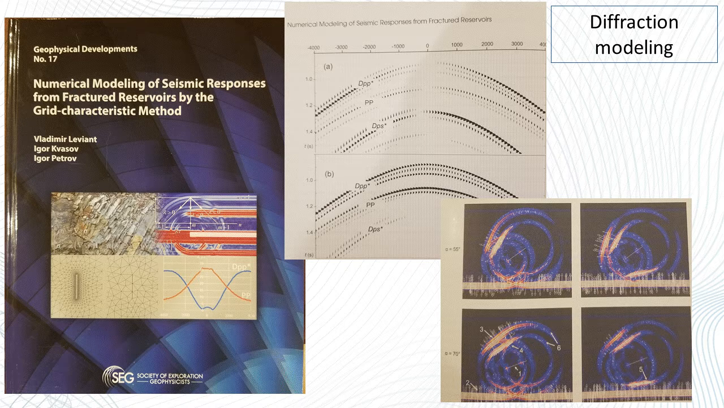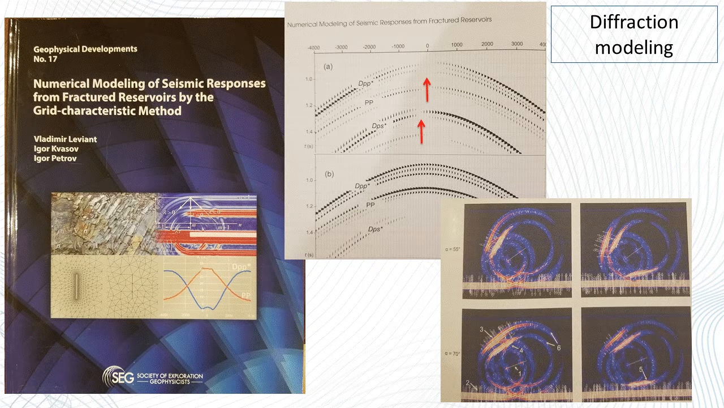According to this 2019 book published by SEG, Numerical Modeling of Seismic Responses from Fractured Reservoirs by the Grid Characteristic Method, the answer to that question is yes. Even millimeter scale fractures should produce diffractions when a seismic wave passes the fracture. Additionally, easily observable phase reversals should occur that can tell us about the fracture width and orientation.